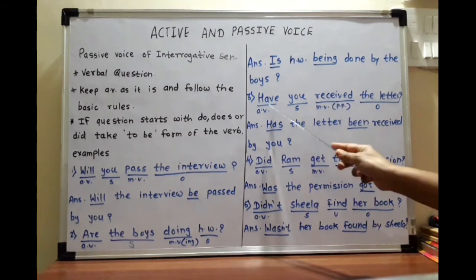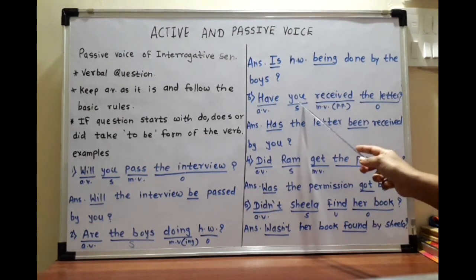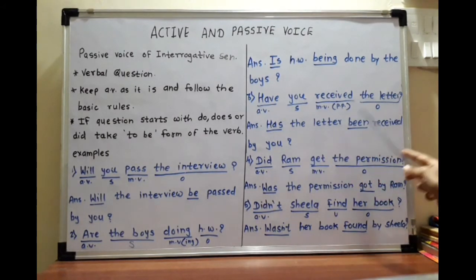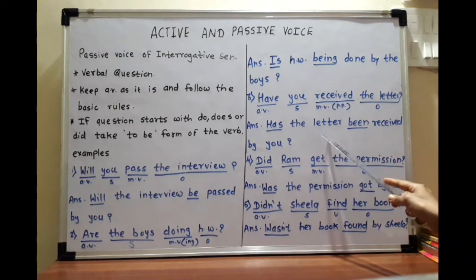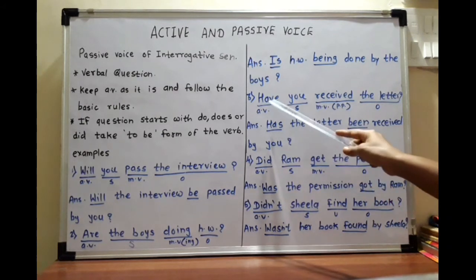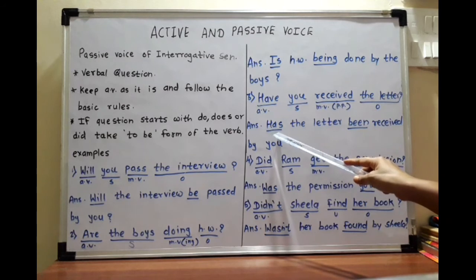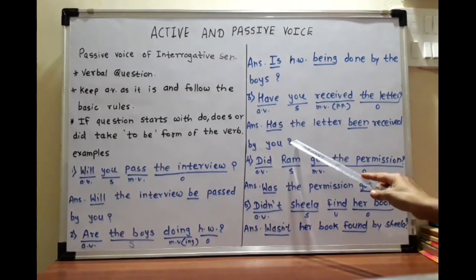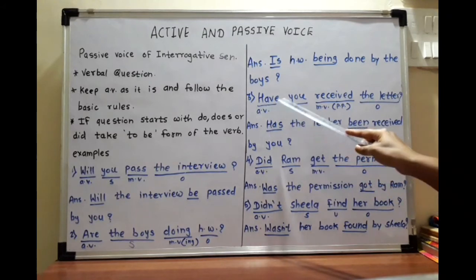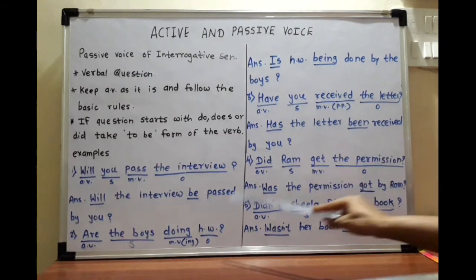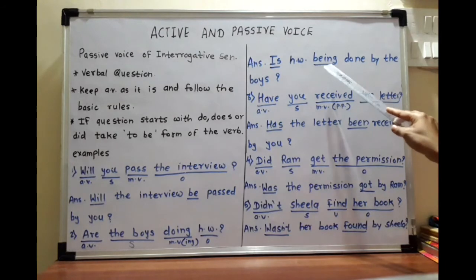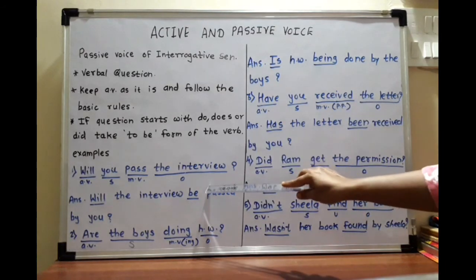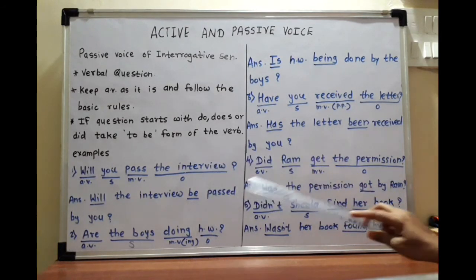For example, have and you. You is there, so have is there. But we are taking the object first, the letter. So for the letter we have to make a little change. Here a singular verb you have to use. So, has the letter been received by you? Got it? Have, has is there, so we are using been. Here continuous tense was there, so we used being. Here a modal auxiliary verb was there, so we used be.